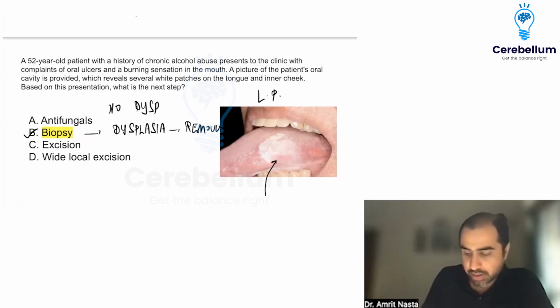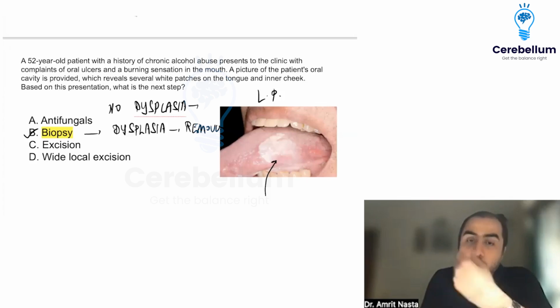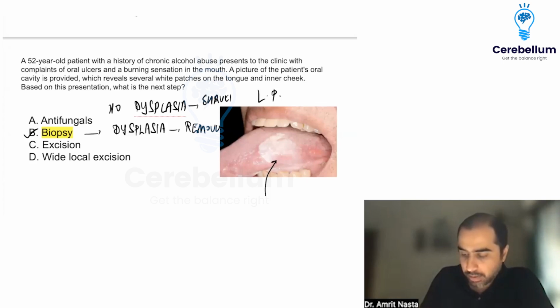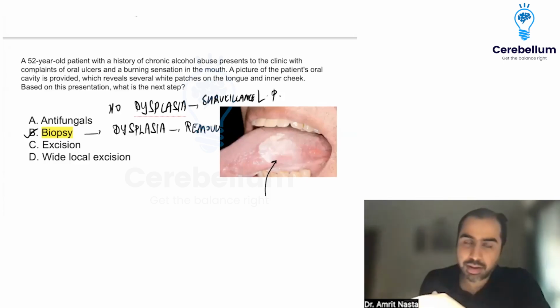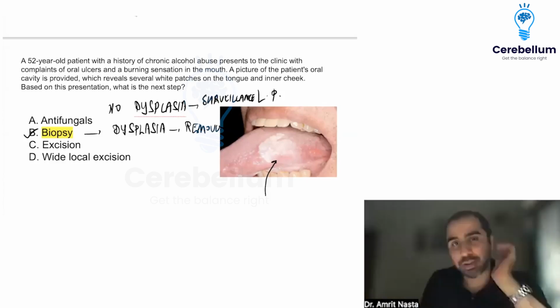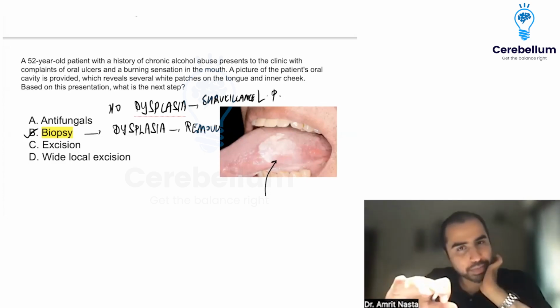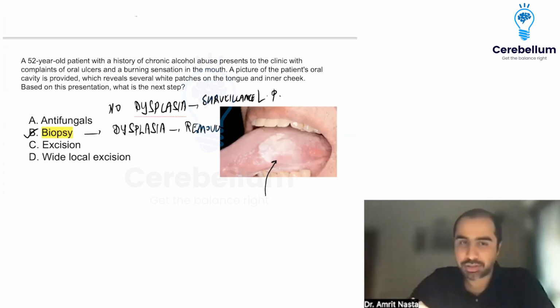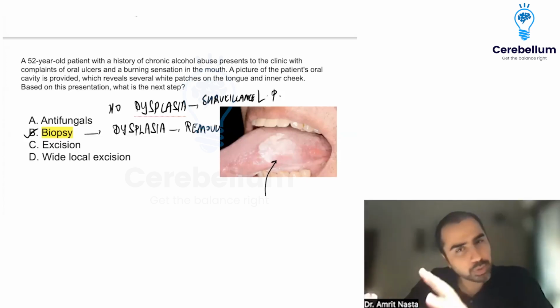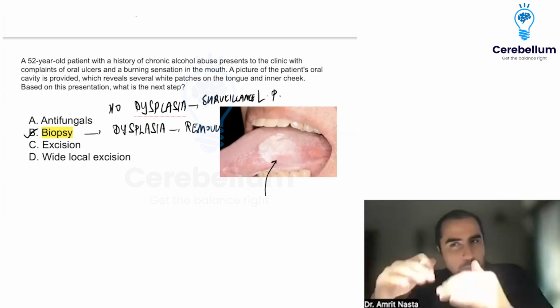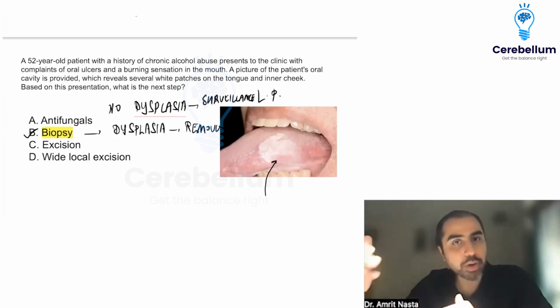Why not excision? That answer will come. If there is no dysplasia, then what will you do? Leave it. Tell him to stop smoking, stop alcohol, and just do surveillance, because leukoplakia is not very high risk. More high-risk lesions like erythroplakia and speckled leukoplakia, those you will always excise. Leukoplakia can be observed if there is no dysplasia. If you take away the risk factor, you may be able to get away without excision. It's possible. The malignancy risk in leukoplakia is relatively less compared to erythroplakia.